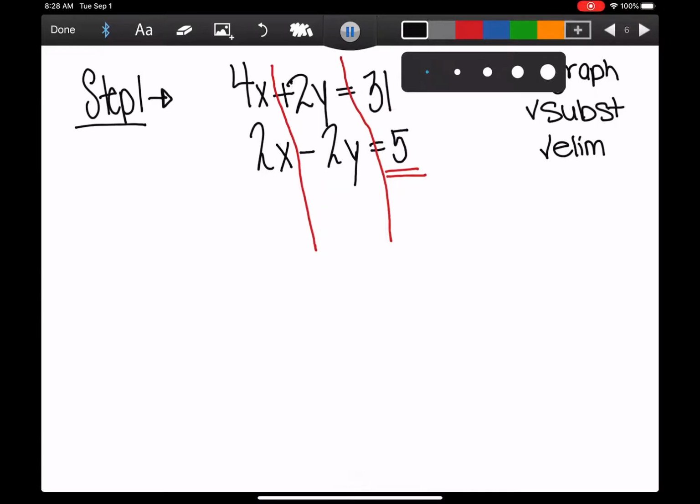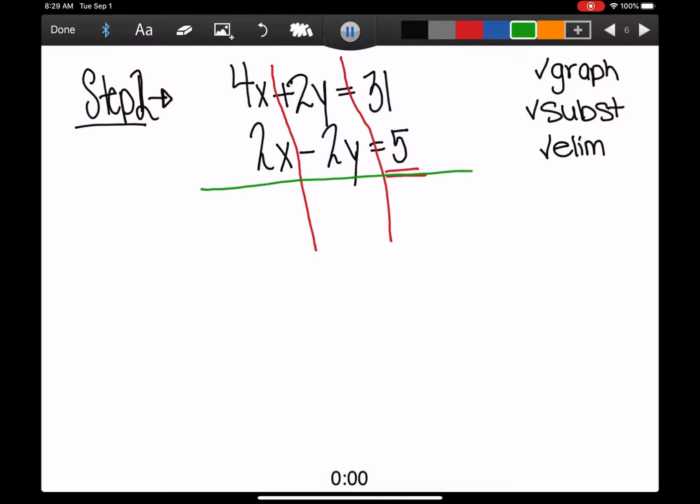Step 2, and take a pause if you need to and write down step 2, again from the Nearpod, and it says, determine which variable you're going to eliminate. You may have to multiply. So the goal here with the elimination method is to add your variables up and down, as weird as that sounds, and have one of them eliminate. And I'll show you why that works so nicely.